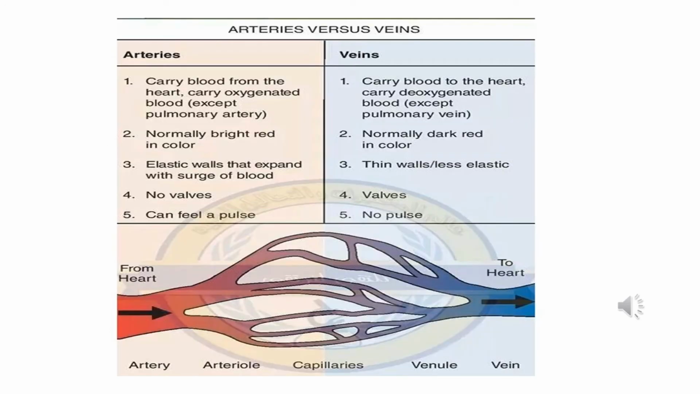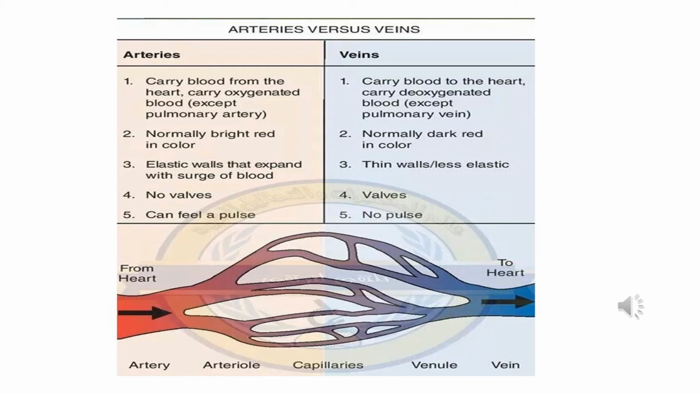Now we are looking at some differences between arteries and veins. So the main difference is that arteries carry blood away from the heart and they carry oxygenated blood, and veins carry blood towards the heart and they carry deoxygenated blood. Arteries normally have thick walls but veins normally have thin walls, and arteries are normally bright red in color, and veins are normally dark red in color since they carry deoxygenated blood.